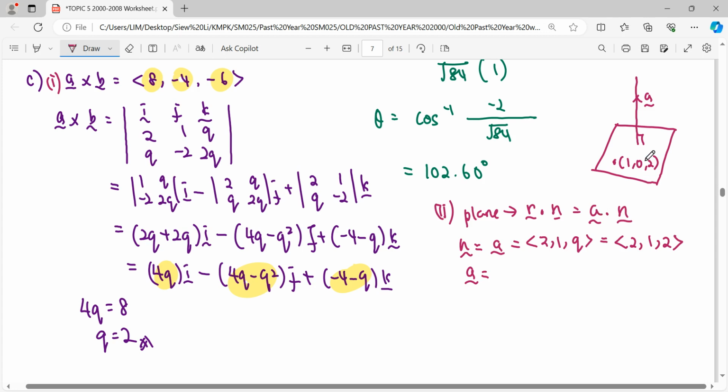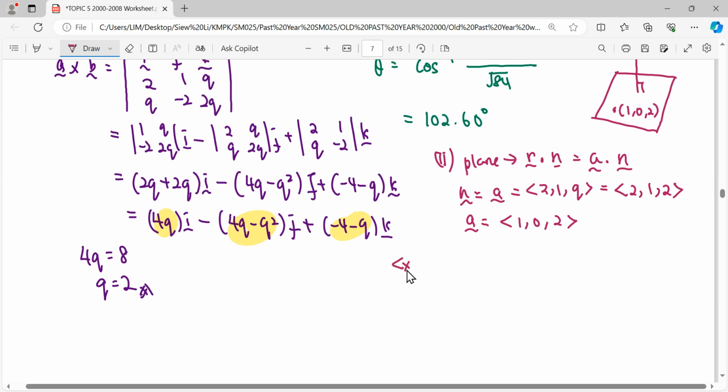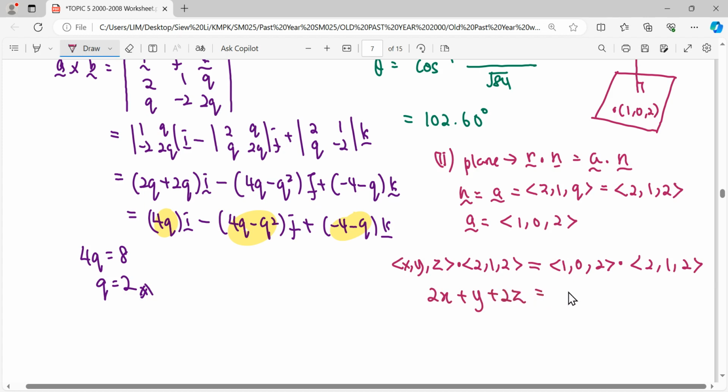Meanwhile, the position vector inside the plane is the point that the plane passes through, which is (1, 0, 2). So to find the equation of the plane, we substitute vector r as (x, y, z), normal as (2, 1, 2), equal to the position vector of the point (1, 0, 2) dot with normal (2, 1, 2). Simplify this to the Cartesian form: x times 2, then y times 1, then z times 2. Here we have 2 plus 2 times 2, which is 4. So finally we have 2x plus y plus 2z equals 6. And this is the simplest form for our equation.